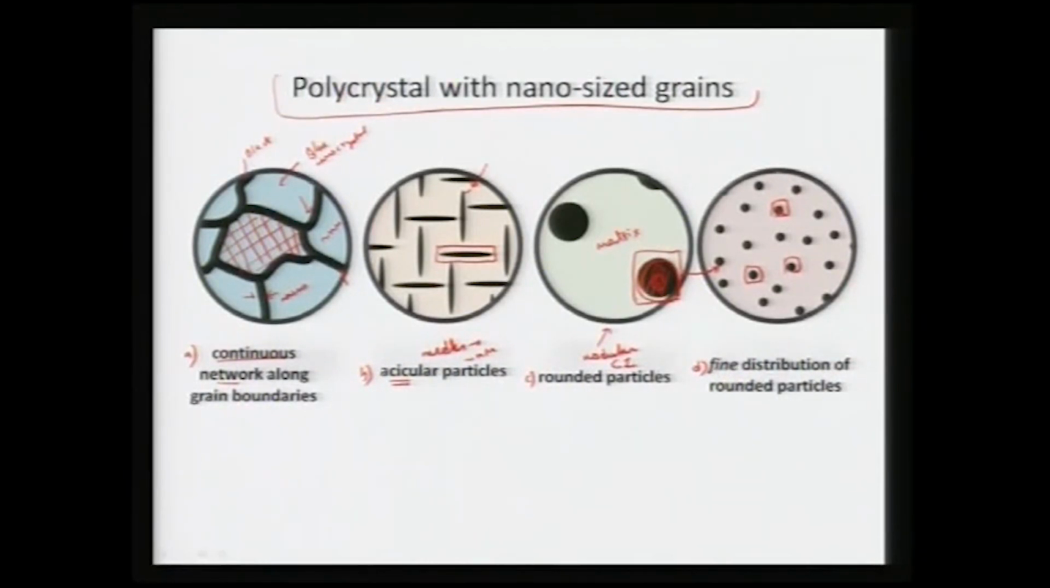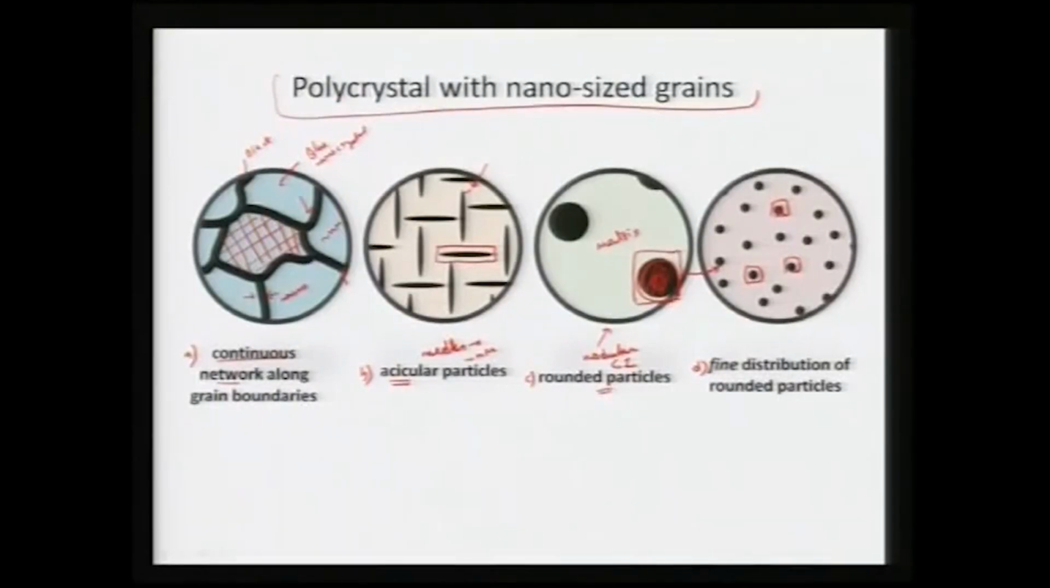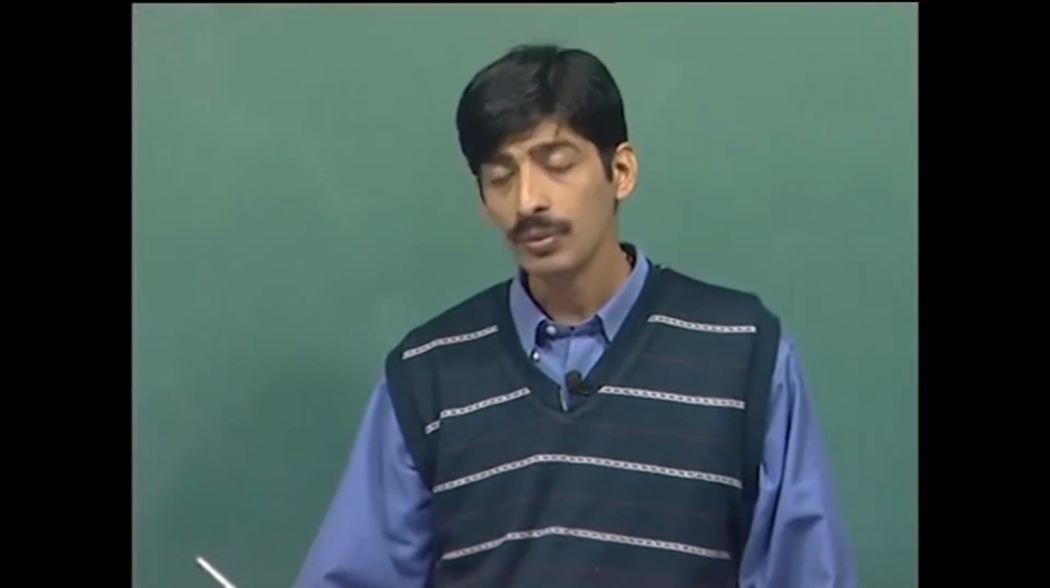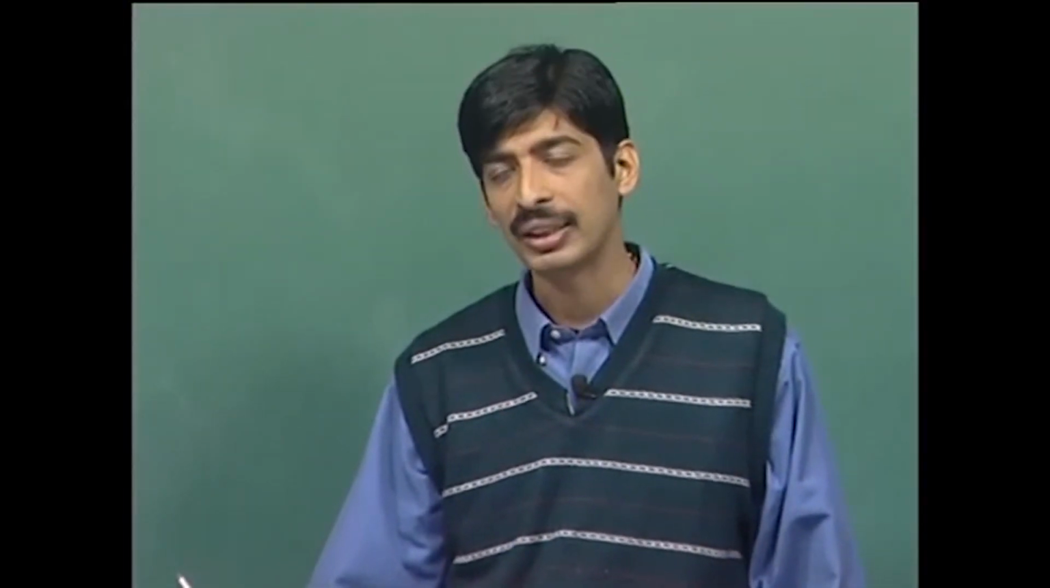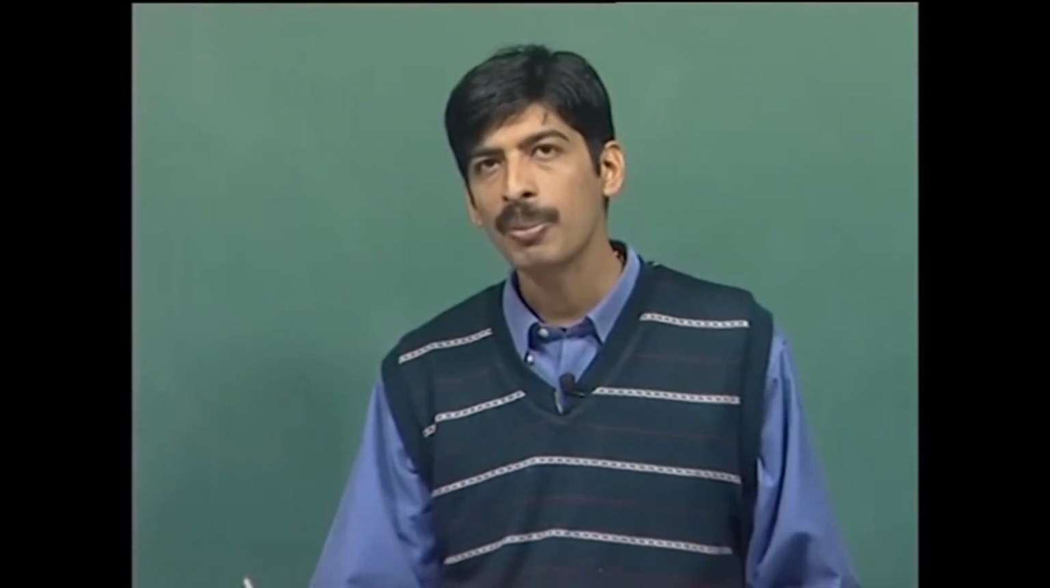So, we can see again that the way we distribute the second phase particles can have a very predominant effect on the properties of the material. In rounded particles, we may not get much enhancement in terms of tensile strength or yield strength, whereas we can get much better ductility compared to an acicular particle. And once we enhance the distribution, we can make the particles more and more fine.